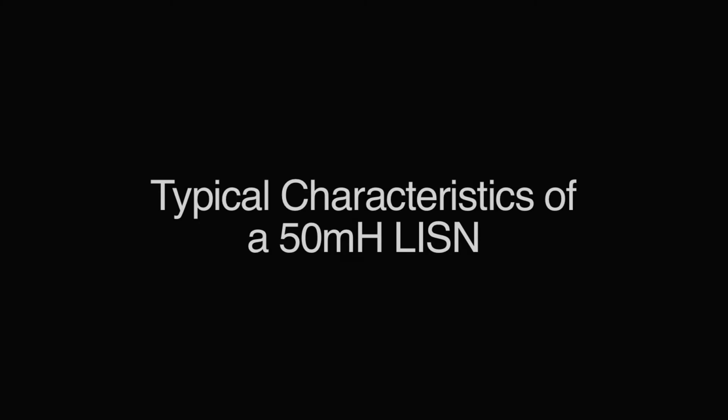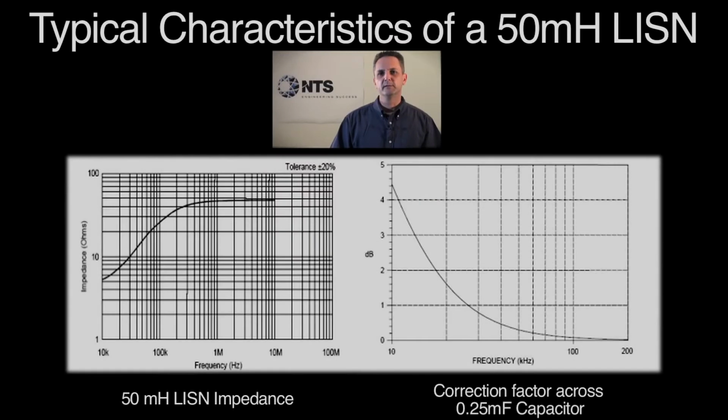Now, here are a couple typical curves that you would see for the LISN that would be used for 461 testing. To the left is the impedance curve for that LISN. Now, the LISN is 50 microhenries of inductance, so you would expect that starting at 10 kilohertz, the reactance impedance of that inductor would be fairly low. But as you get up past 150 kilohertz, it really starts to climb in ohmic impedance and start to level out to as high as 10 megahertz.